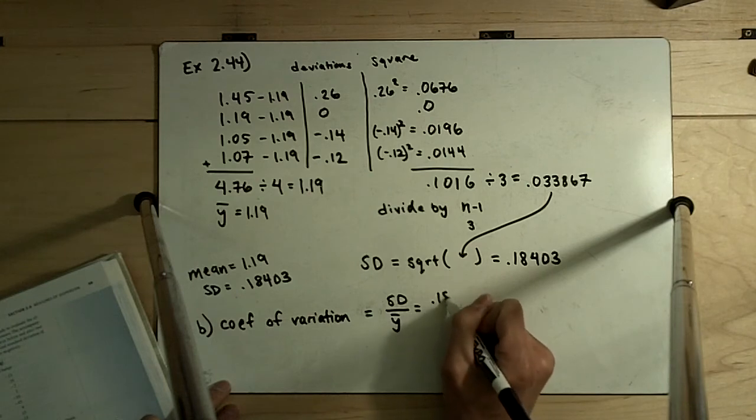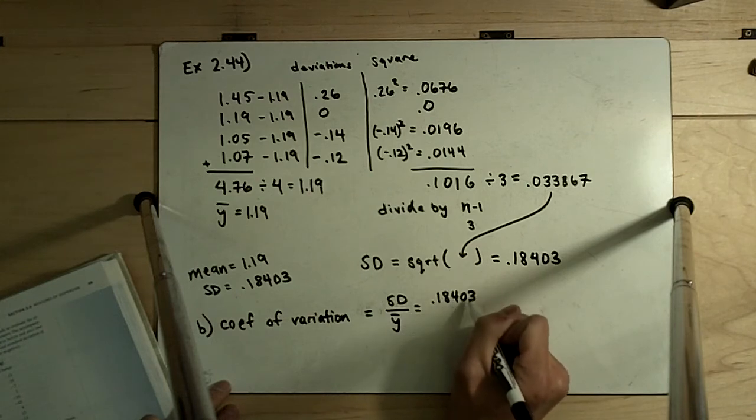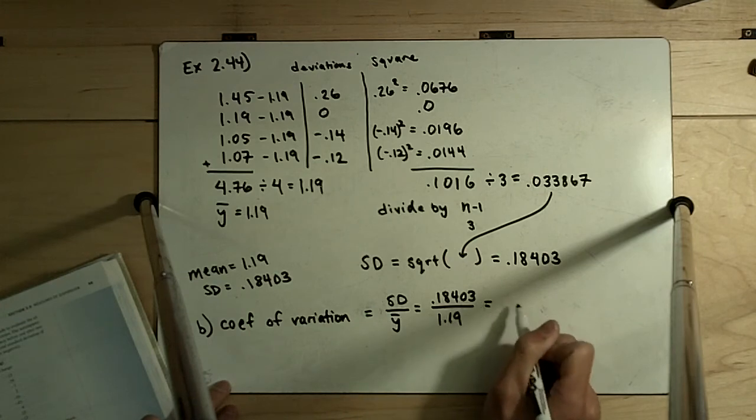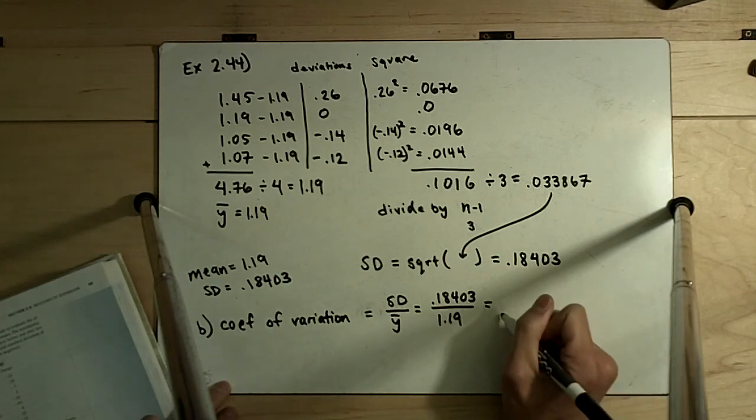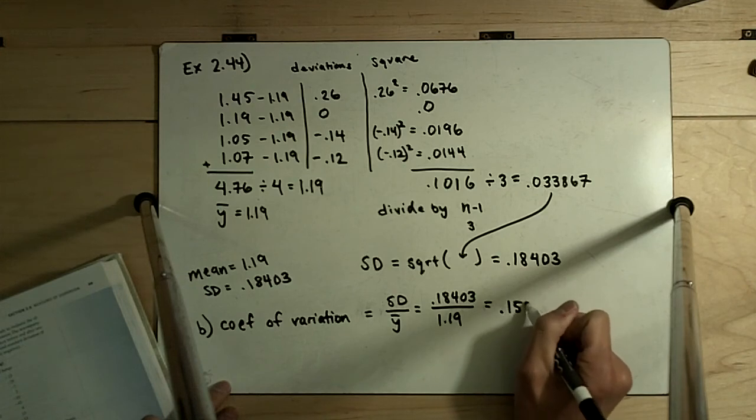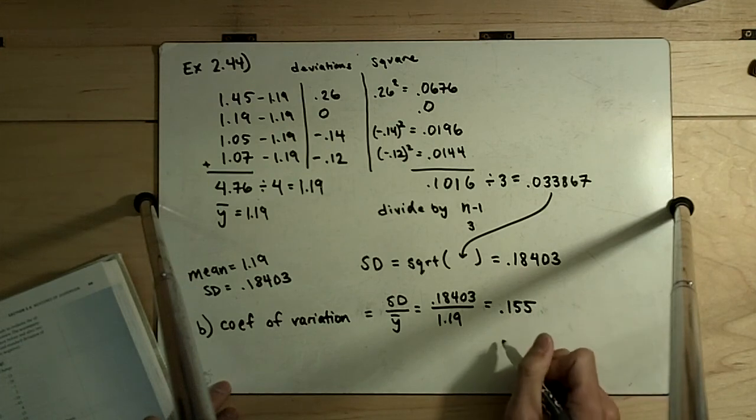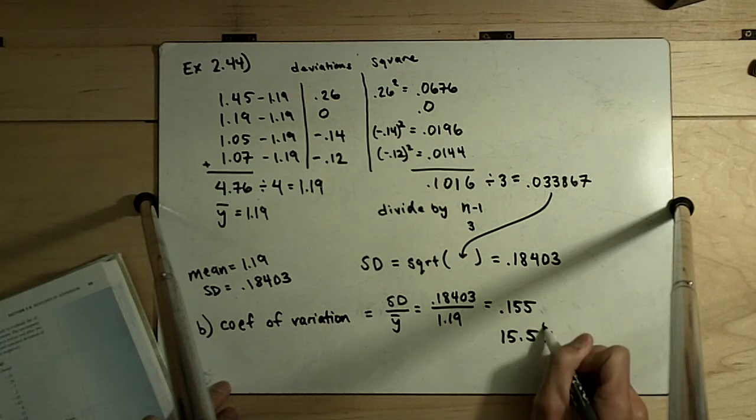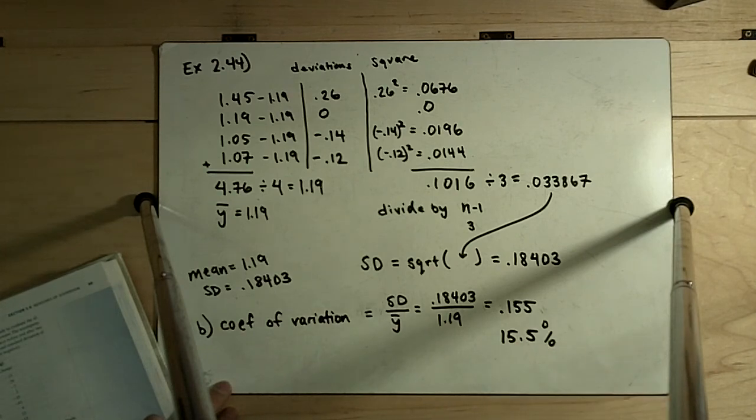And so we plug in 0.18403 divided by 1.19, we do that, we get 0.155. So our coefficient of variation is 15.5%.